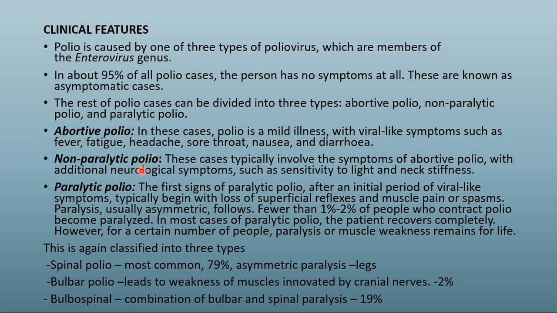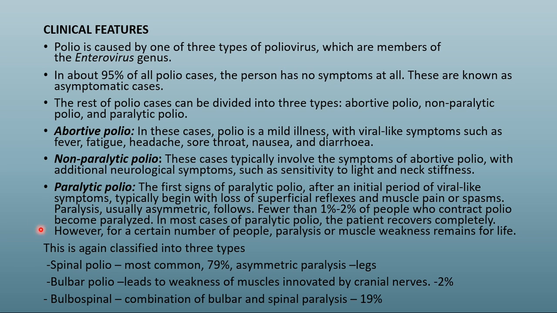Then moving to non-paralytic polio, this is a form of aseptic meningitis, with symptoms of stiffness of the neck, back and legs, usually following several days after a prodrome similar to that of a minor illness, occurring in only about 1 to 2%. Increased or abnormal sensations can also occur, such as sensitivity to light and neck stiffness. All these symptoms will last for only 2 to 10 days, followed by complete recovery.